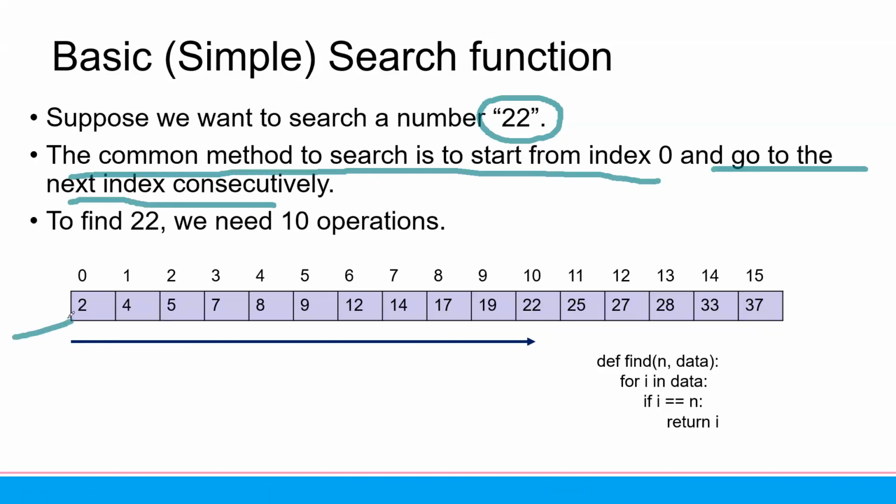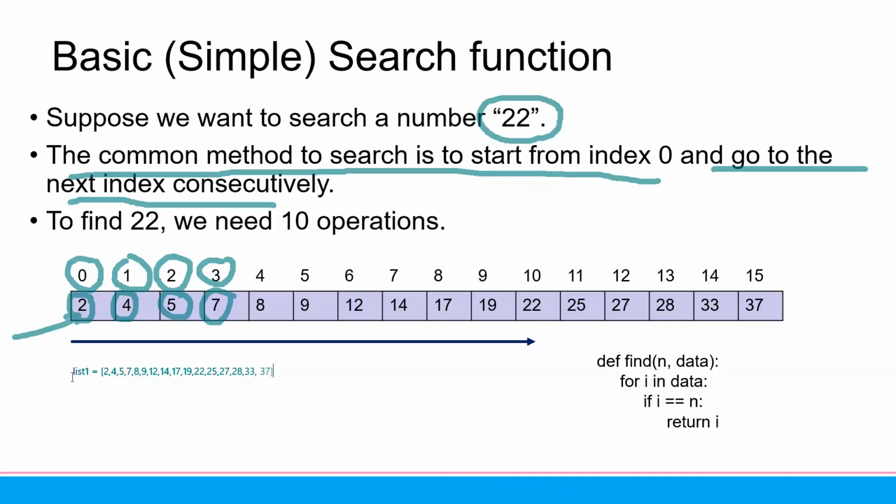Suppose I have this list. The value at index 0 is 2. The value of index 1 is 4. The value of index 2 is 5. The value of index 3 is 7. Maybe if you write in the Python code, list1 equals 2, 4, 5, 7, 8, 9, 12, 14, 17, 19, 22, 25, 27, 28, 33, and 37. Okay, we have the list.